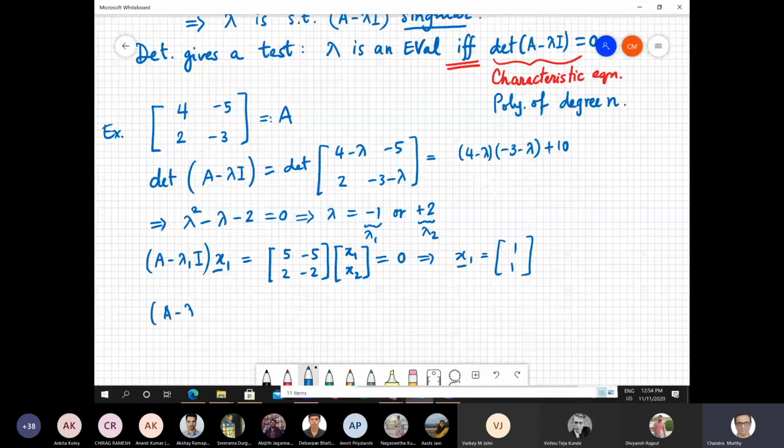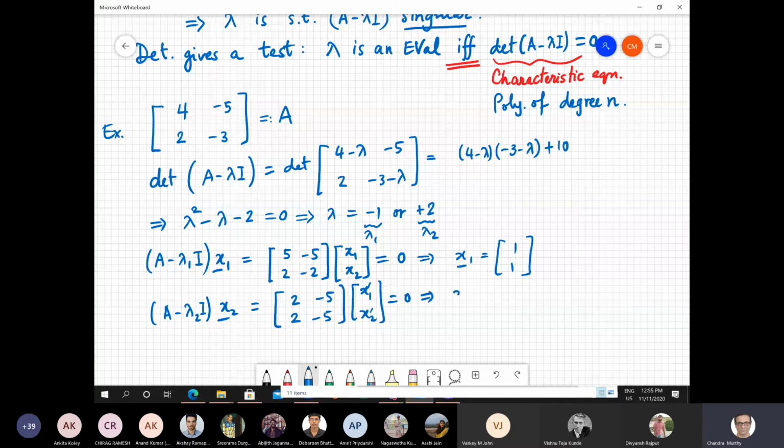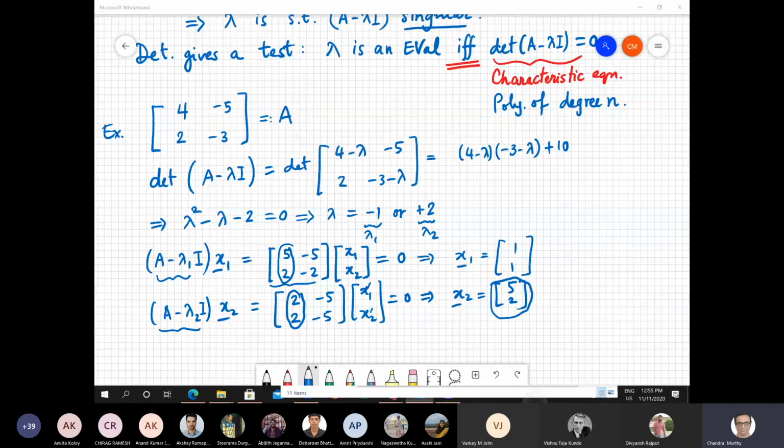And similarly, if I take A minus lambda 2 I times x2, that becomes 4 minus 2 is 2, and this is 2, and this is -5, and -3 minus 2 is -5 again. This times, say, x1 dash, x2 dash, equals 0, that implies the vector x2 is equal to, I can just take it to be 5, 2. So notice that if I take A minus lambda 1 I, a column of this matrix is 5, 2, and that gives me x2. And similarly, if I do A minus lambda 2 I, that gives me this column, and that is going to be equal to x1.